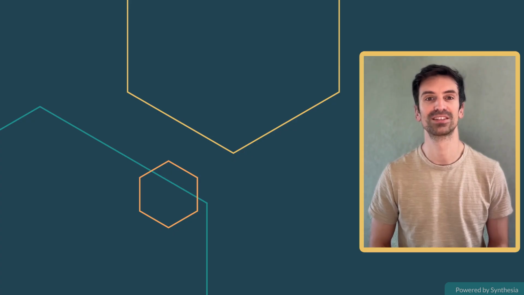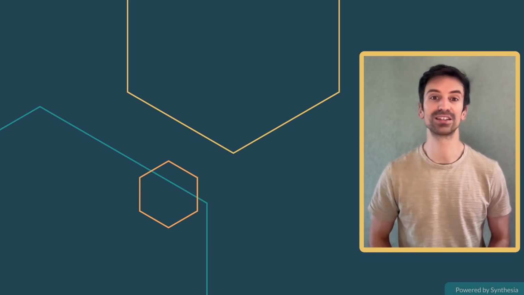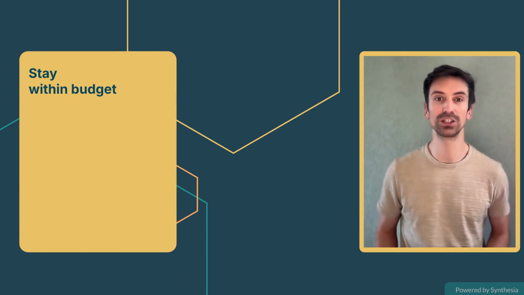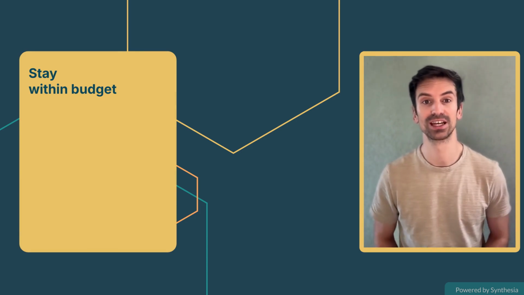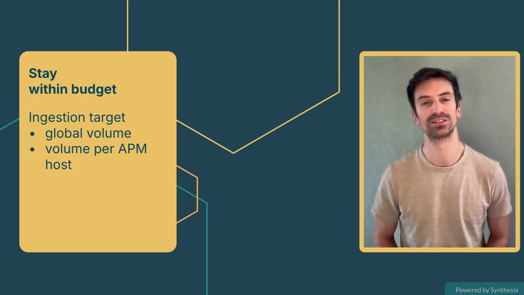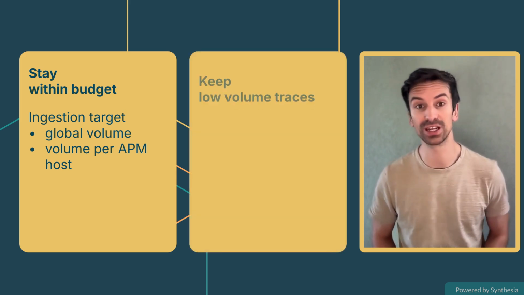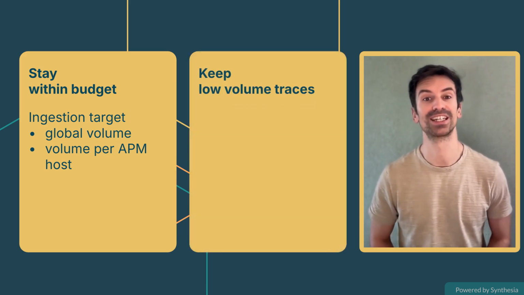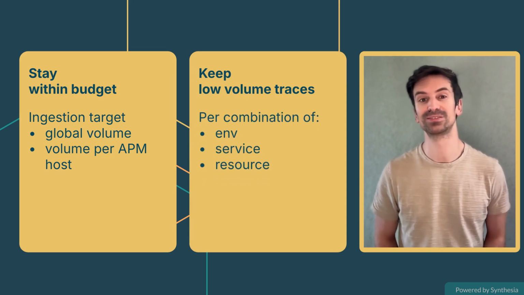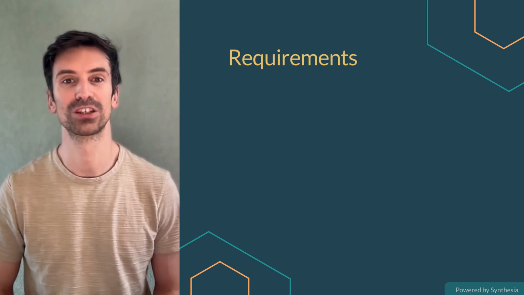Let's start with the basics: what adaptive sampling is and the problem it solves. It allows you to set a monthly ingestion target for one or more services. Datadog then automatically adjusts the sampling rate to balance visibility with cost. It also ensures that low-traffic endpoints aren't forgotten by guaranteeing at least one trace per service, resource, and environment every 5 minutes. If your ingestion bill is climbing, this feature will interest you.